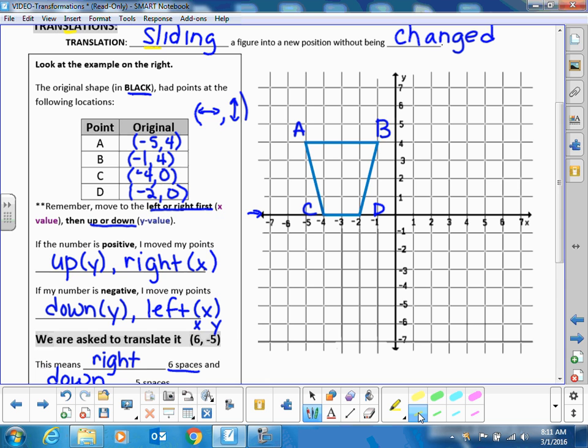I'm going to use a highlighter first to show you where we're going. So if I start with A, remember I have to move 6 units to the right. So 1, 2, 3, 4, 5, 6. And now I have to go down 5 units. 1, 2, 3, 4, 5. So that is my new point. That's going to be A prime. Remember, we renamed the point. Now, you can do two things.